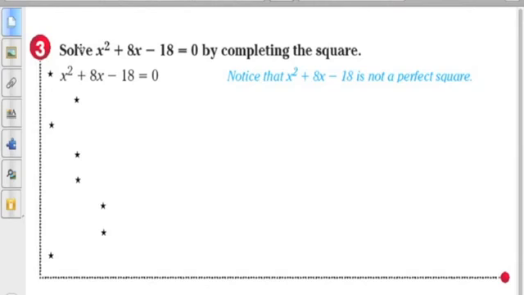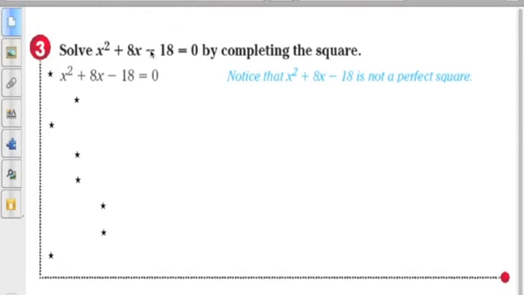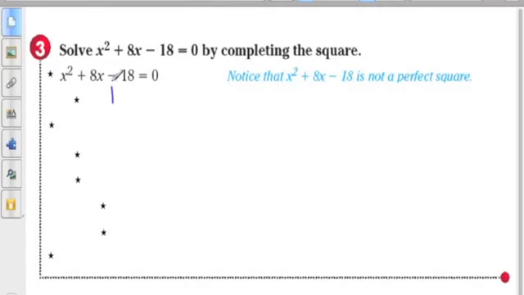We also notice that in this particular problem, x squared plus 8x minus 18 is not a perfect square. Again, we go back to the 3 questions. Is the first term a square? The answer is yes, but we go to the second question. 18 is not a perfect square. At the same time, there's a negative sign right there. When you have a negative sign on that spot in a trinomial, that will never be a perfect square trinomial. The negative sign can be here, but it can never be right there. So this is not a perfect square trinomial.